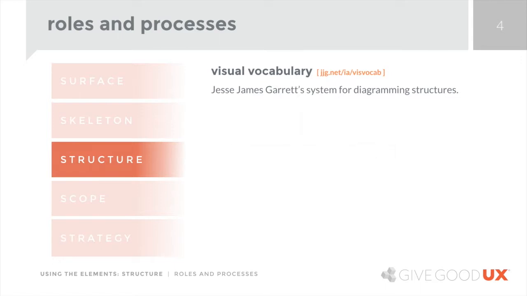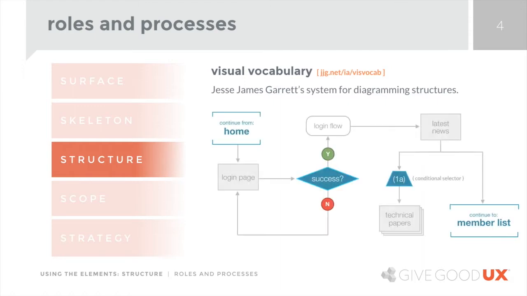Visual vocabulary can also be used to diagram interaction variables. And here's what we mean by that. In this case, this version of visual vocabulary, I am coming from a different location. In this case, I'm continuing from a home screen. I hit a login page where one of two things happen. Either I log in successfully, which means I go through the regular login flow and I wind up at, let's say, latest news. Or if my login information is incorrect and the system says, nope, wrong username, wrong password, it sends me back to the login page to try again. That's a condition. That's a variable. It's an interaction that either is completed successfully or unsuccessfully.